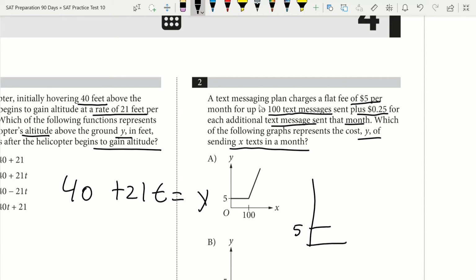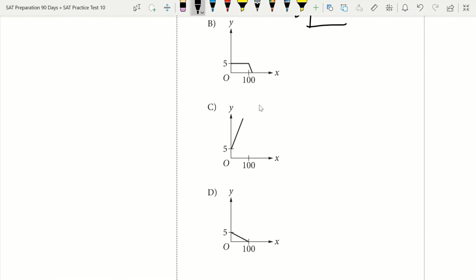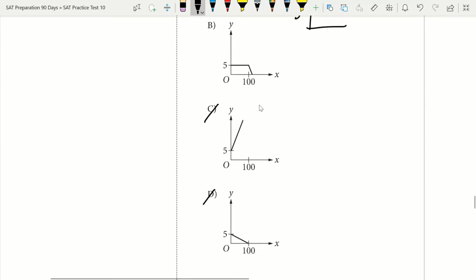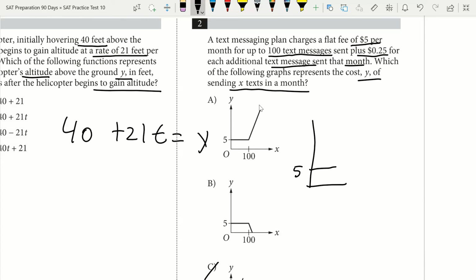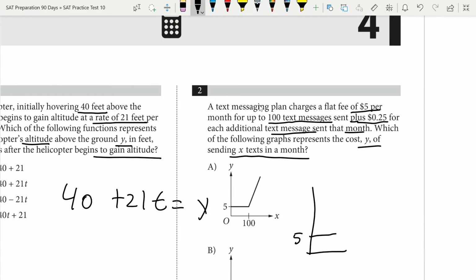So we need to have 5, and we have to have a flat line for at least a while, up to 100. I see I don't have a flat line up to 100 in C and D, so those are wrong. Next, I look at A and B. I have it going down in D and going up in A. We know that the cost isn't going to go down, it's going to go up, because after those 100 texts, we are charged another quarter for every additional text, so our answer there is going to be A.